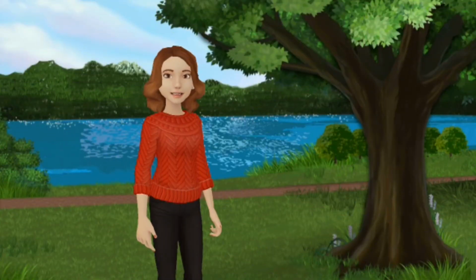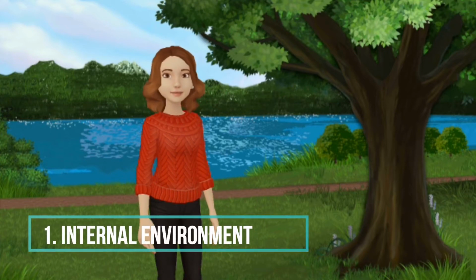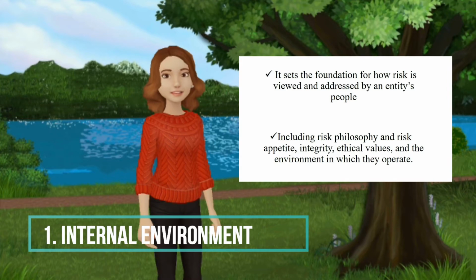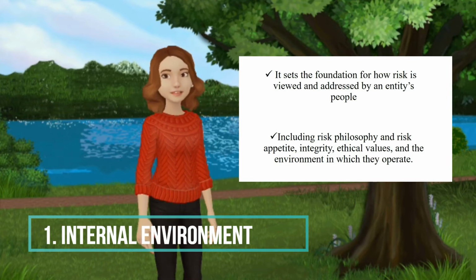We have 8 elements here for COSO Framework. First, internal environment. The internal environment sets the foundation for how risk is viewed and addressed by an entity's people, including risk philosophy and risk appetite, integrity, ethical values, and the environment in which they operate.